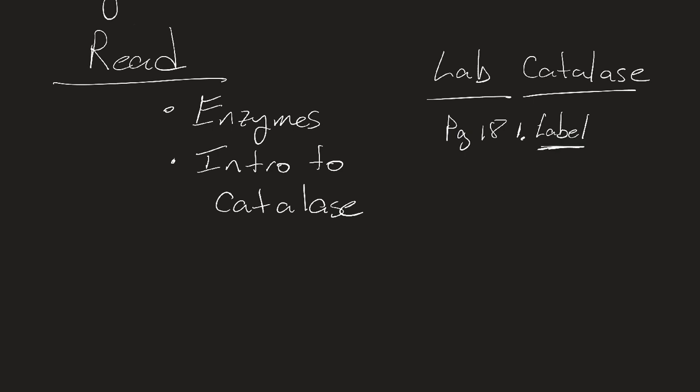They have a list of catalase, active site, hydrogen peroxide, substrate, products being released, oxygen gas, and water. You're gonna label everything. Then you're gonna go ahead and annotate the graph. For 2, you're gonna annotate or label the graph.